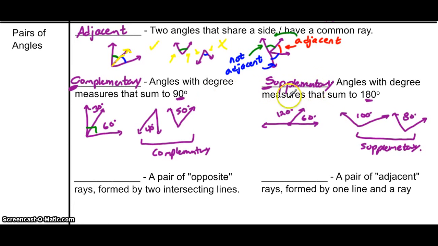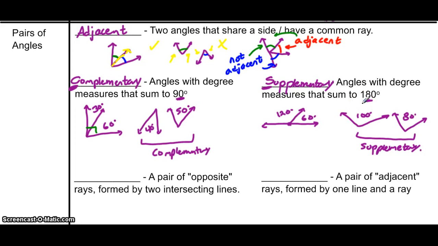I would rather be supplemented than complimented. I'd rather get some money than just be said something nice to. And 180 is greater than 90. So that's how I think of it. Supplementing is better than complimenting. 180 is better than 90. There are two ways to remember it, whichever way you'd like, or just memorize complementary sums to 90 degrees and supplementary sums to 180 degrees.